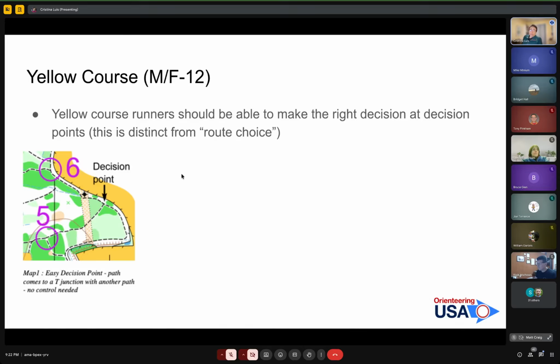So the main distinction is this decision point thing. The yellow runners can make decisions at decision points. So here we have control 5, control 6. This is a north line here, not a ride or anything. So this is not a super difficult leg. They come out to a T junction and they make a left, and then they'll run into their trail.